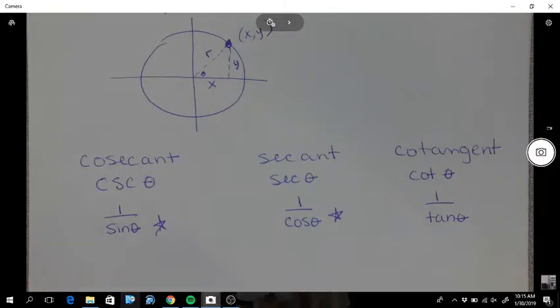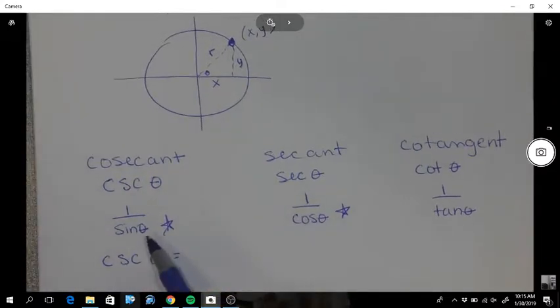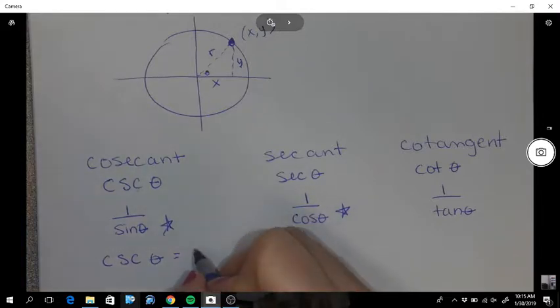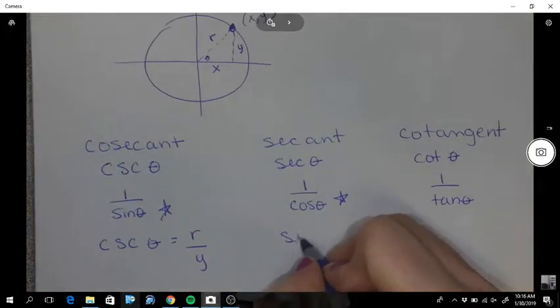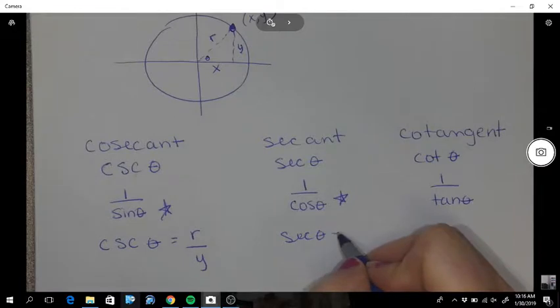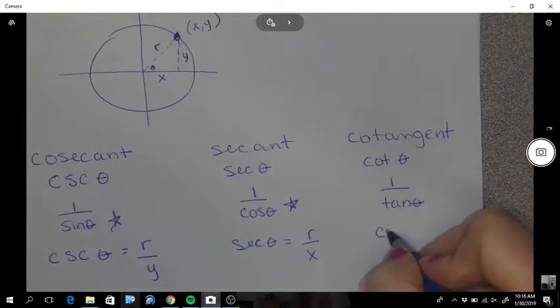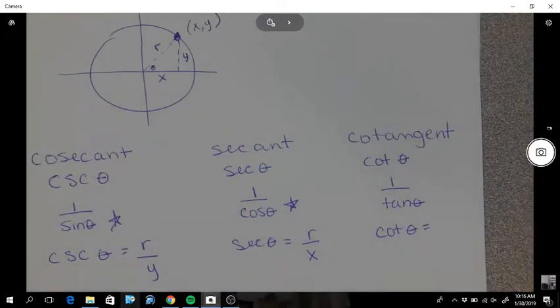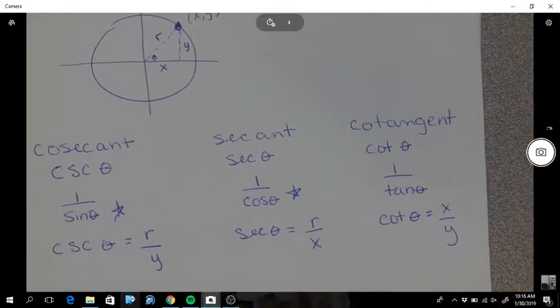Okay, so if you want to think about this, cosecant is the opposite relationship of sine, so its ratio would be r over y then. And the secant of the angle, so if it's the opposite of cos, then it would be r over x. And if you took the cotangent of an angle, you would then take x over y, the opposite of tan.